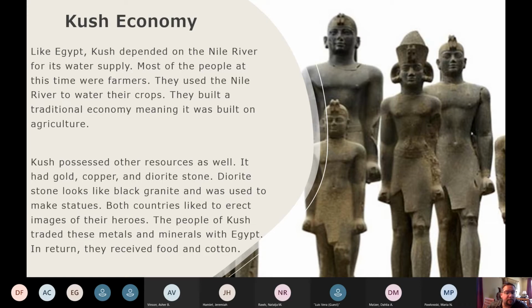The Kush possessed other resources as well. They had gold, copper, and dolerite stone. Dolerite stone looks like kind of a black granite, and it's used to make statues. Both countries liked to kind of erect images of their heroes. The people of Kush traded these metals and minerals with Egypt, and in return, they received things like food and cotton.